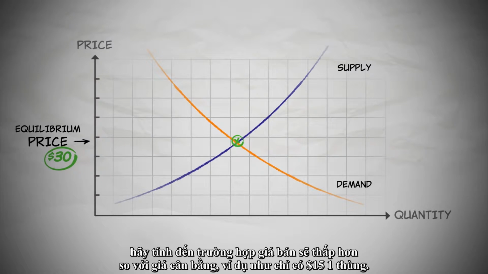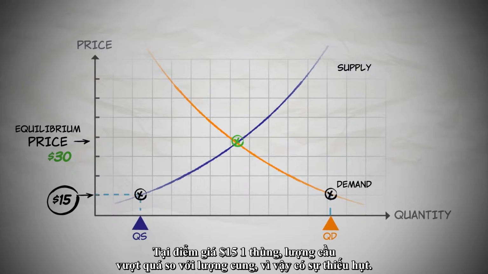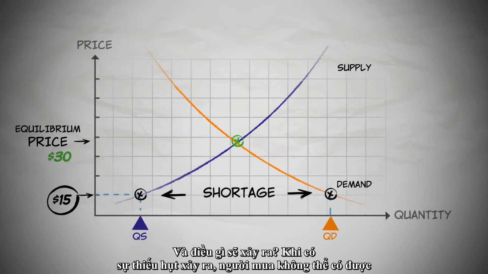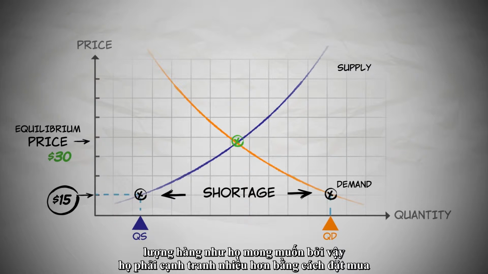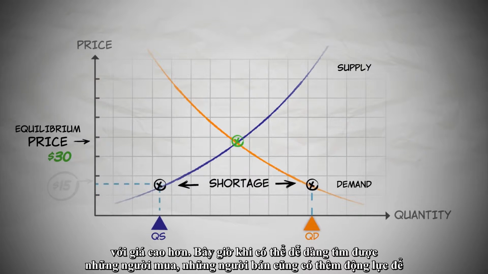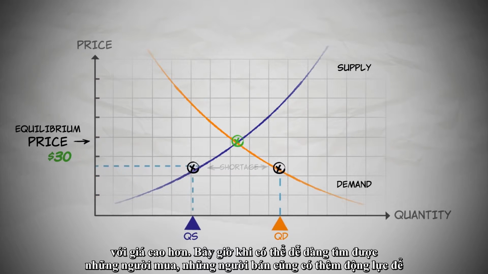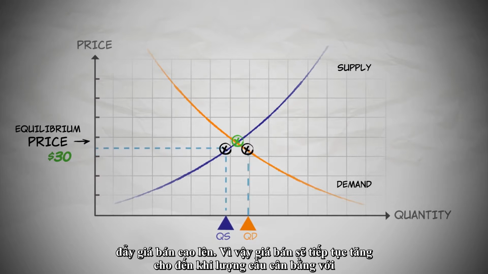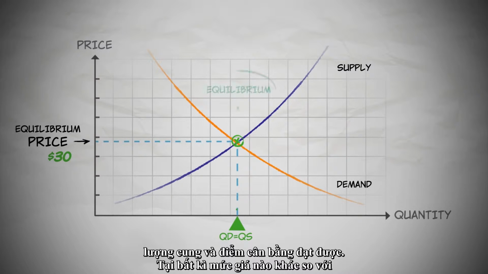Now, let's say the price is less than the equilibrium price, say $15 a barrel. At $15 a barrel, the quantity demanded exceeds the quantity supplied. A shortage. And what happens now? When there's a shortage, buyers can't get as much of the good as they want at the going price, so they compete to buy more by bidding up the price. And now, since buyers are easy to find, sellers also have an incentive to raise the price. The price will continue to rise until quantity demanded is equal to the quantity supplied and equilibrium is reached.